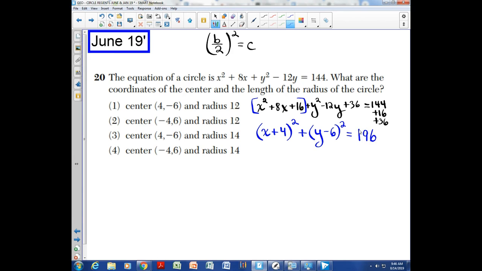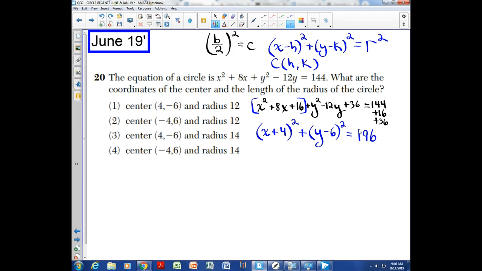Now you do need to remember the form of center radius form. I'll write it up here. We have x minus h squared plus y minus k squared is always equal to our radius squared, where the center is h, k, and the radius is equal to the radius.